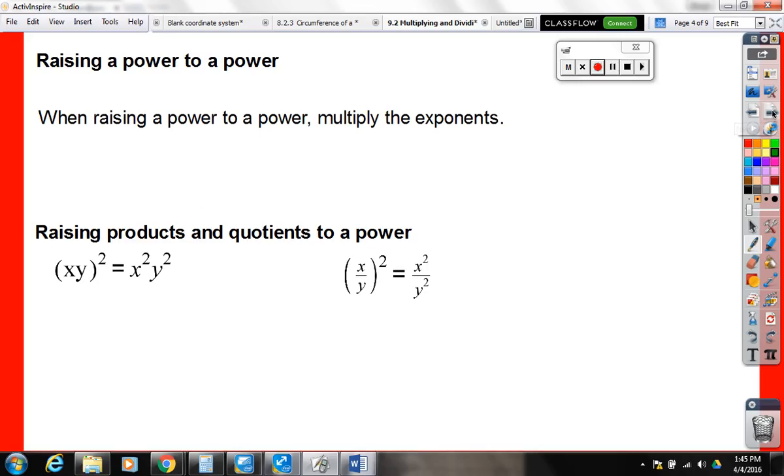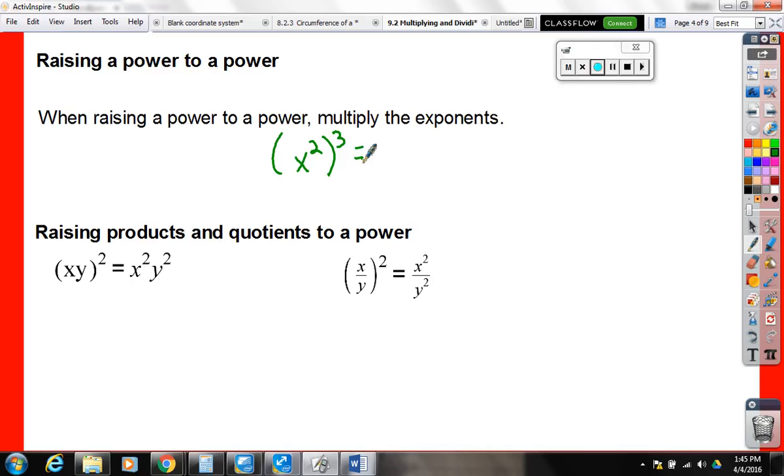Okay, one other little thing we're going to look at. I'm not going to look at everything on your sheet. I'm not going to do, I think it's 6 and 7, today. I'm going to look at raising a power to a power. So if I have x squared to the third power, when we raise a power to a power, we multiply the exponents.